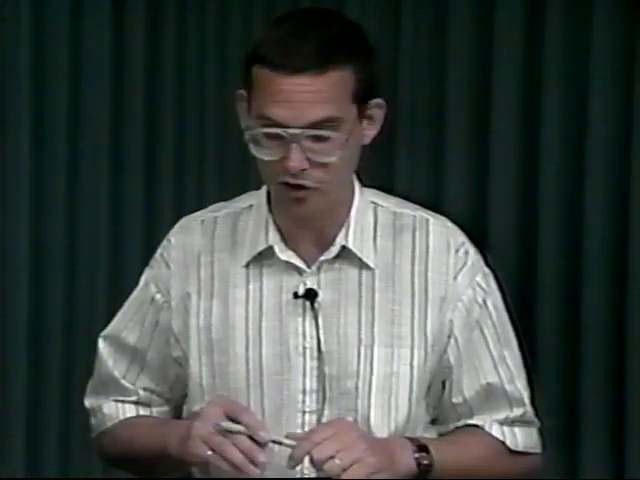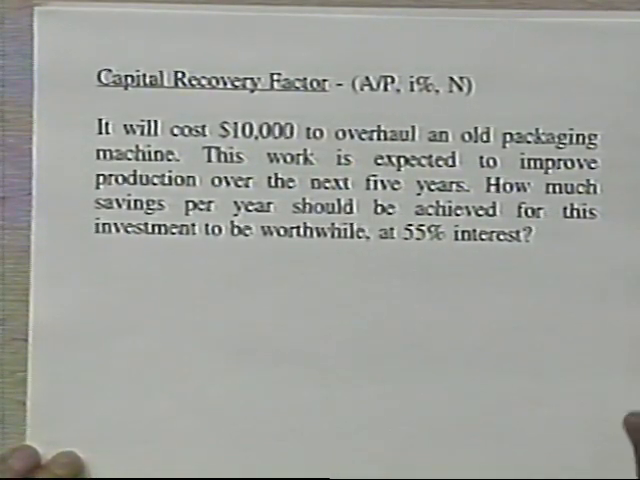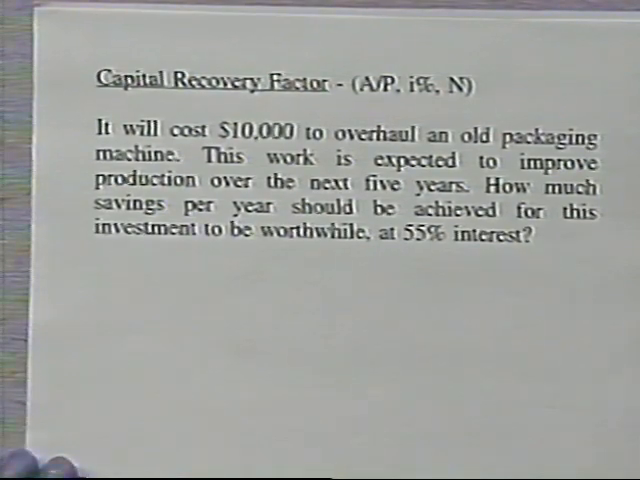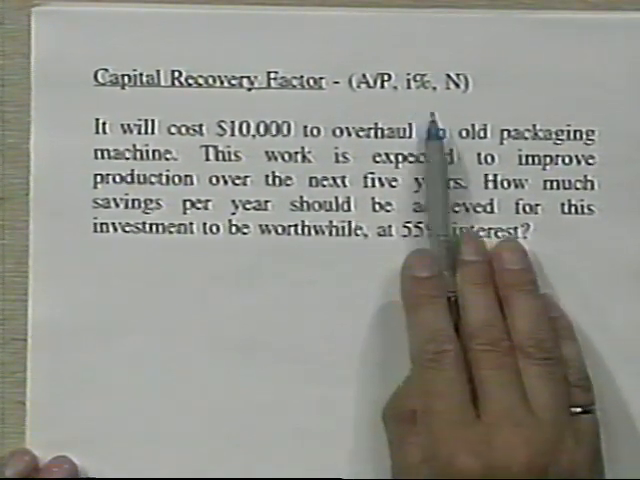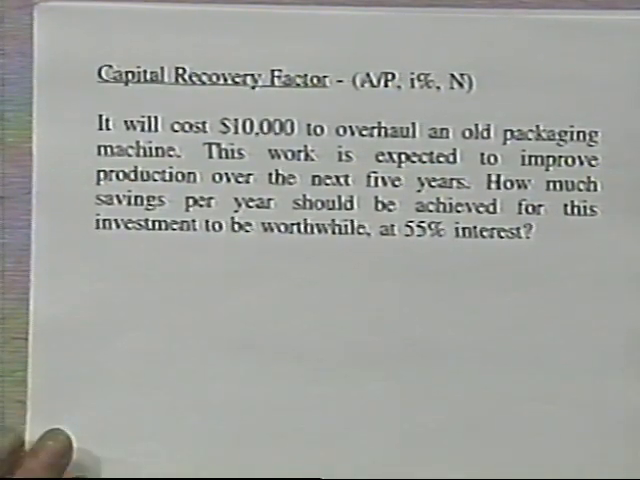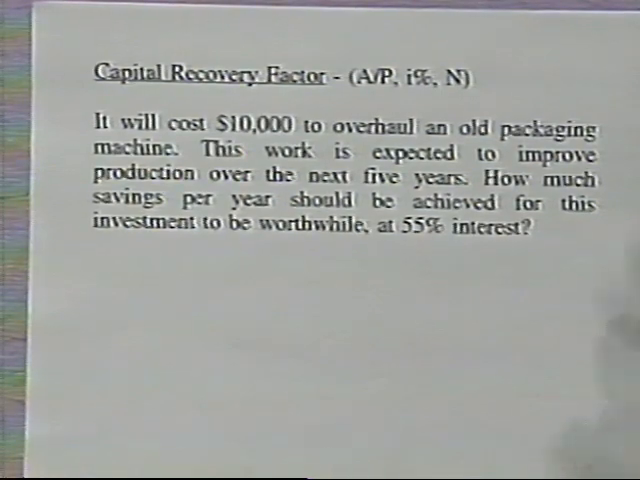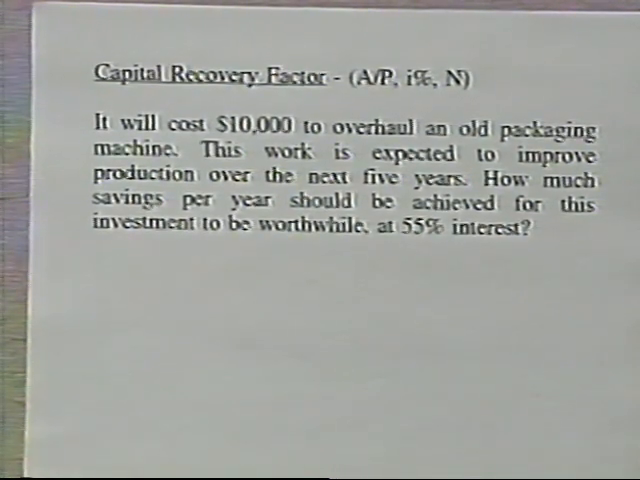The first of the conversion factors we're looking at today is the capital recovery factor, which converts a present worth into an annuity, or finds an equivalent annuity to a given present worth, for a particular interest rate I and a number of periods capital N. And to introduce the formula, I'd like to do that through a problem.